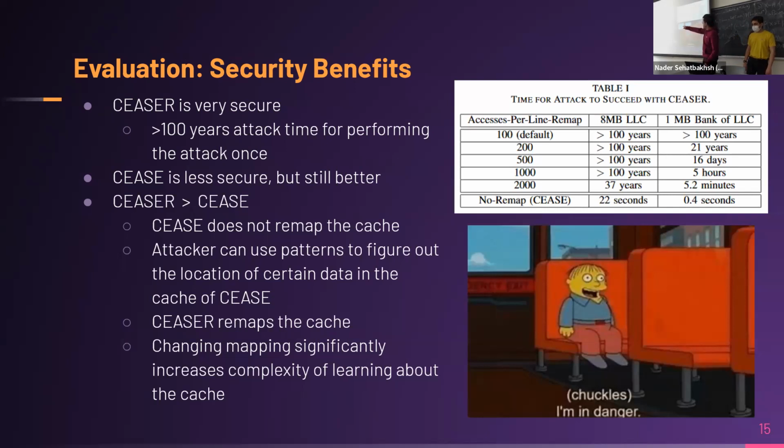Like I was saying, CEASE is different because you don't remap, so you can use these patterns to figure out where things are in the cache. With CEASER, this remapping can be used to make it even harder to figure out what is happening in the cache. As you can see, we have a nice table from the paper that shows what they found for how long it takes for attacks to succeed. And you can see there's a pretty big difference between CEASE and CEASER, just CEASE versus just CEASER.